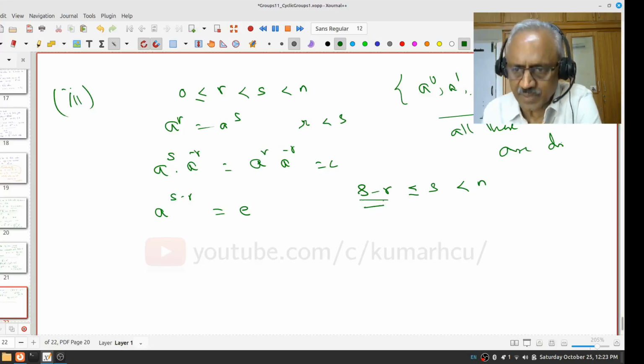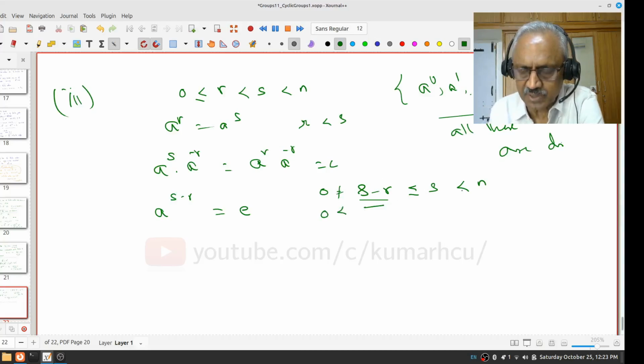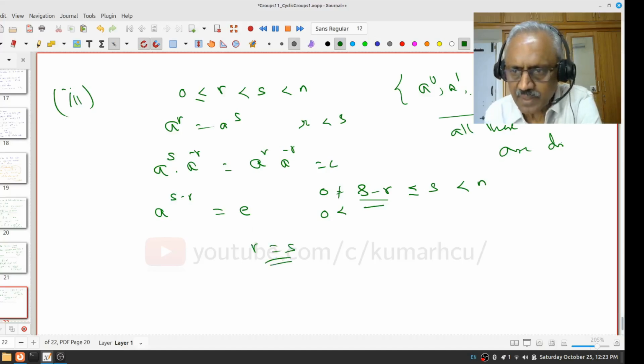If s minus r is not equal to 0, suppose it is not equal to 0, then it is positive. Therefore, I have a natural number which is strictly less than n, but yet to the power that natural number is identity. That's a contradiction. Therefore, r has to be s. Right? That means all these n elements are distinct.